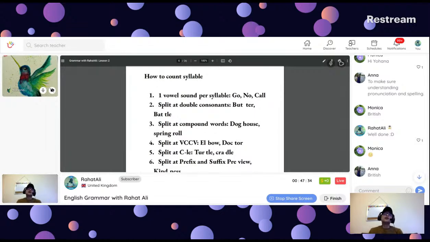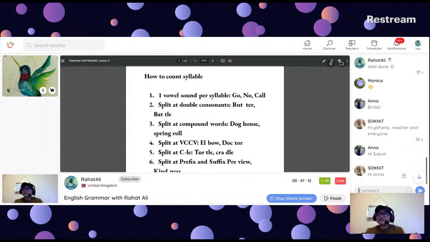Split at double consonants. You know the double consonant when there are two consonants together. We call the example is butter. British IPA, butter, American IPA, butter. Yeah, battle. Very good. Battle.